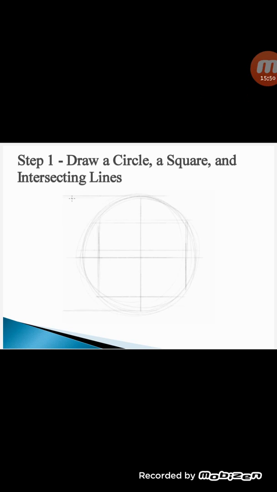Step 1. Draw a circle, a square, and intersecting lines. We will start in the same way that we did before by drawing a circle, two intersecting lines, and a square that makes contact with the circle at all four corners.